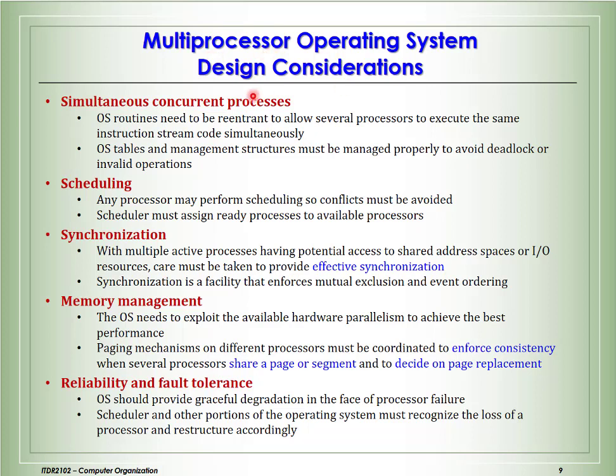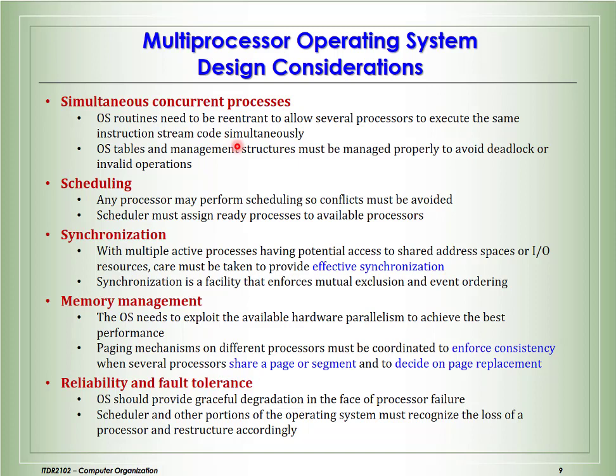So, multiprocessor operating system design considerations. When you are going to create or develop an operating system, what are the parameters, or what are the things we need to keep in mind when designing an operating system for multiprocessors? These are the points we need to consider when we develop an operating system for multiprocessors. The first one is simultaneously concurrent processes.